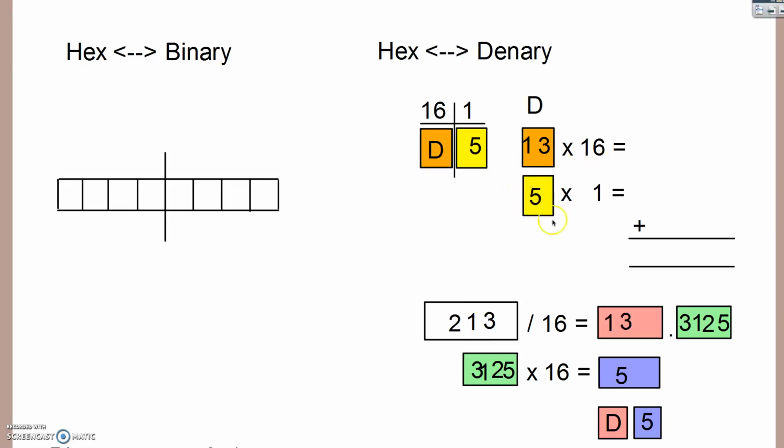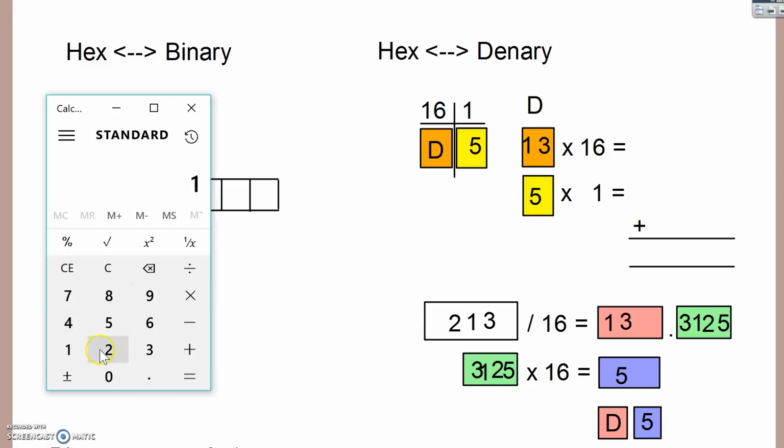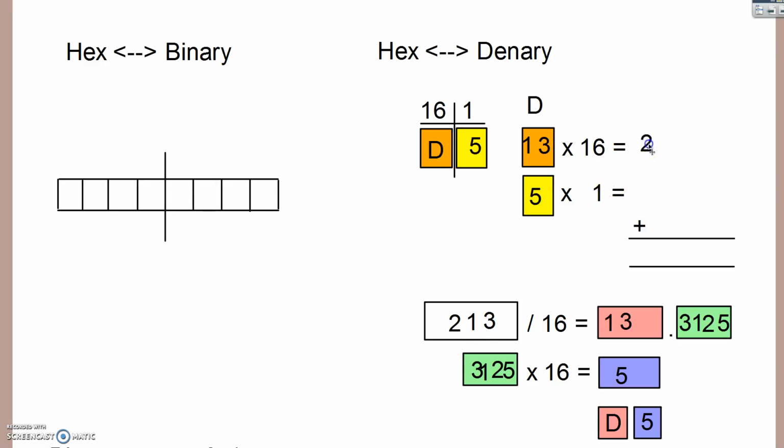Just like that. 13 times 16, I'm going to break out that calculator again. 13 times 16 is 208. So we put over here 2, 0, 8, just like that. And then 5 times 1 is of course 5. Add them up and we get back to our original 213. So that is how to convert between hex and denary, going back and forth.